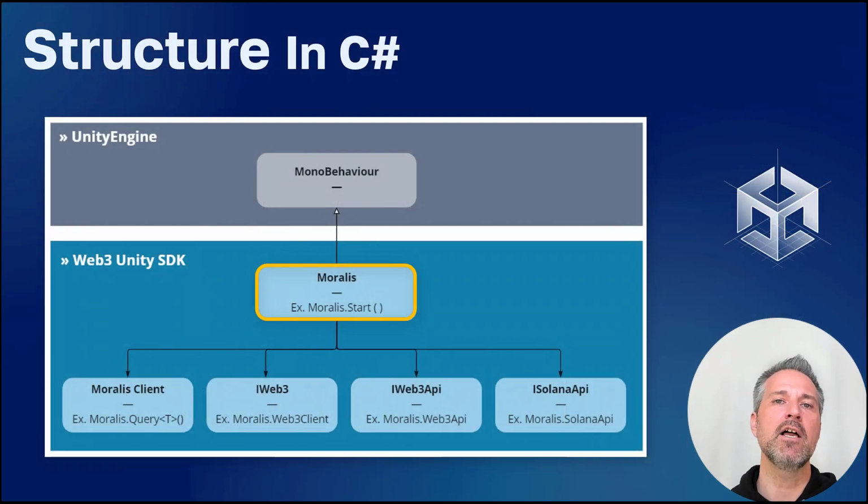Let's take a look at the high-level structure of the SDK. The main entry point is the Moralis object with the Moralis.Start method on it. This prepares and initializes the system and allows access to the subsystems within. The Moralis client allows many popular operations at the client level, including querying database objects. The Web3 client, the Web3 API, and the Solana API offer additional extended functionality.